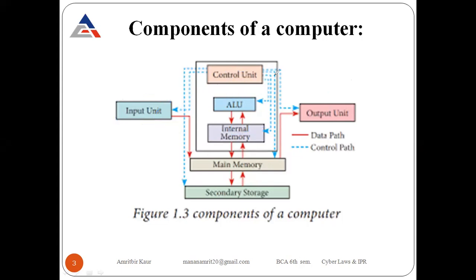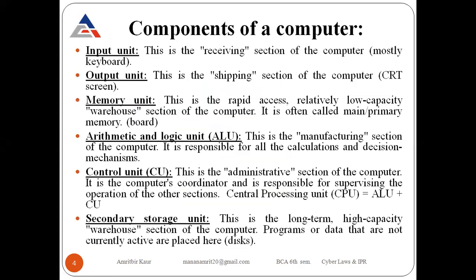So let us discuss these units one by one. First one is the input unit. This is the receiving section of the computer, mostly keyboard. So we can say input devices will be covered under this unit. It can be keyboard, mouse, scanner, and any other input device.